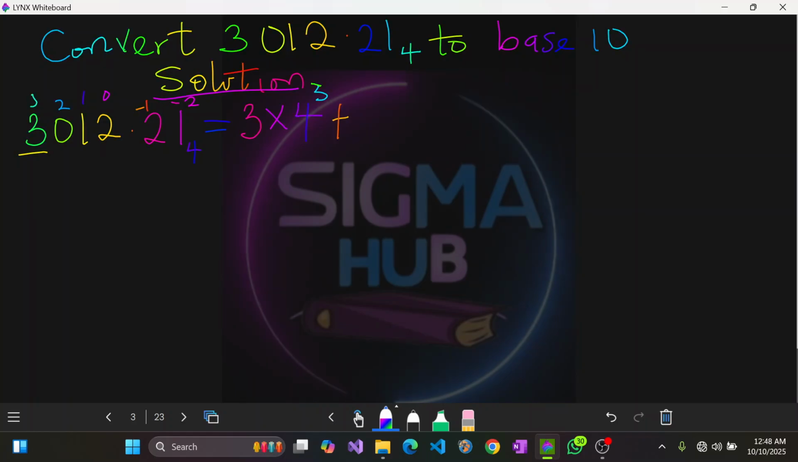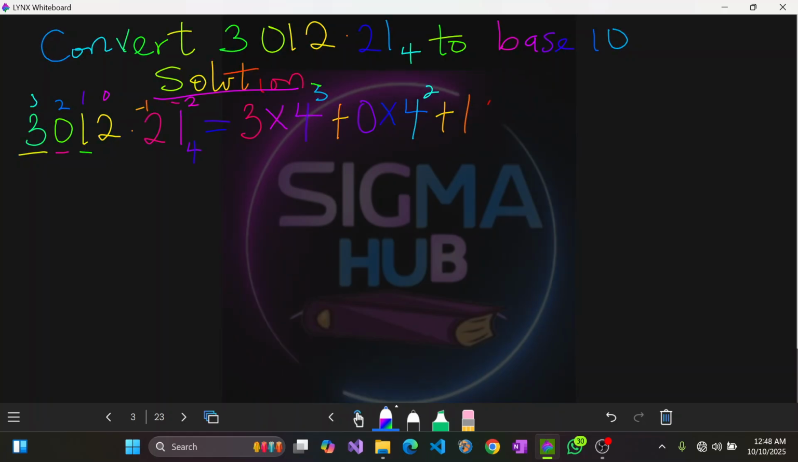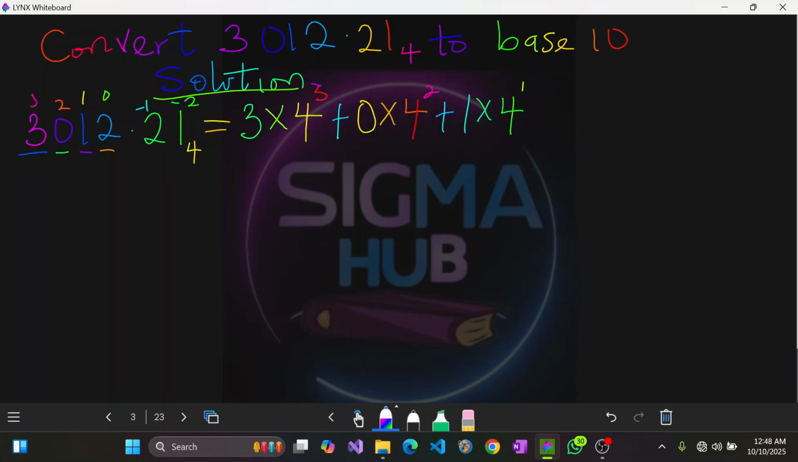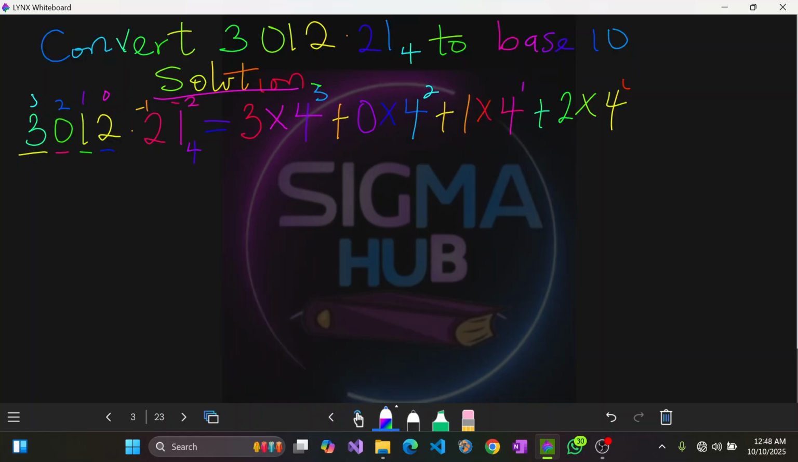plus the second number is 0. 0 times 4 raised to power 2. Then the third number we have here is 1. So plus 1 times 4 raised to power 1. Then we have 2. So plus 2 times 4 raised to power 0.